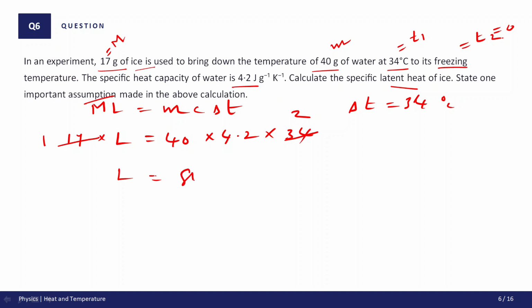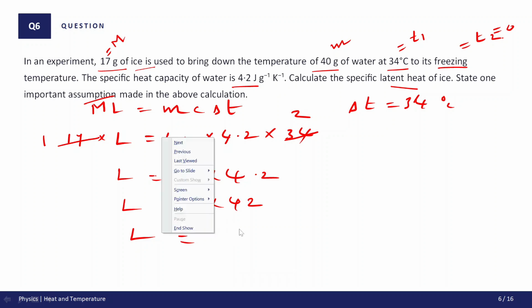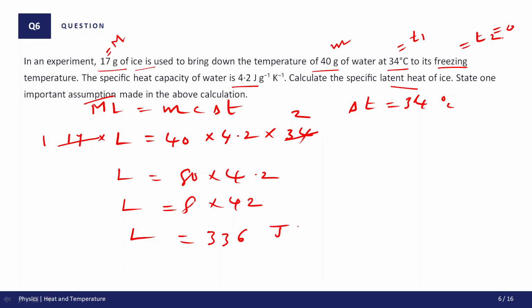42 ja 80 into 4.2. Please try to multiply 8 into 42. Then L equal to 8 into 42. Multiply it. 336. This is 336 joule by gram. Have you understood? Good. We'll go for the next one.